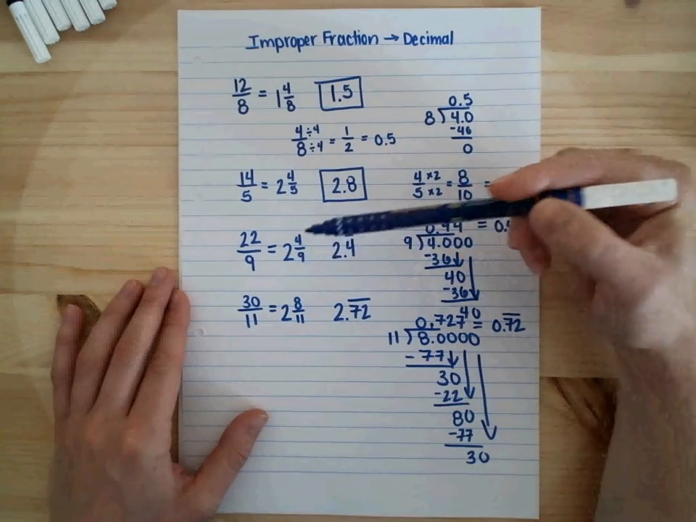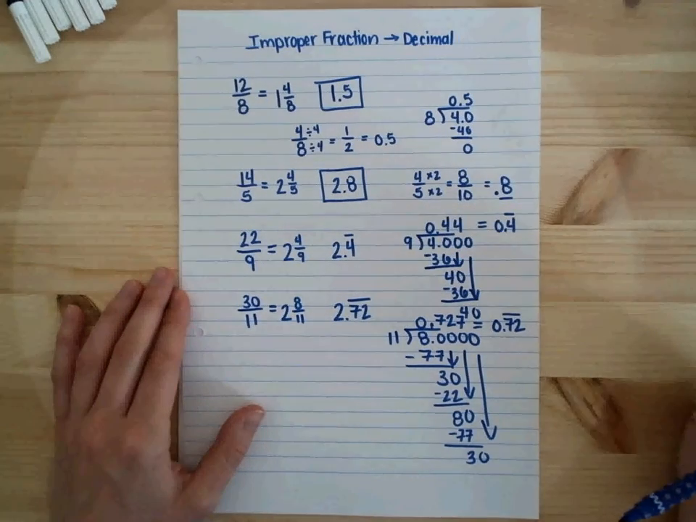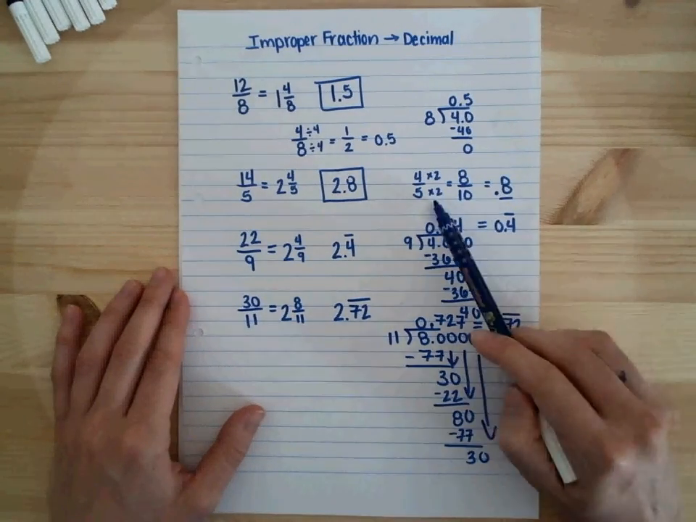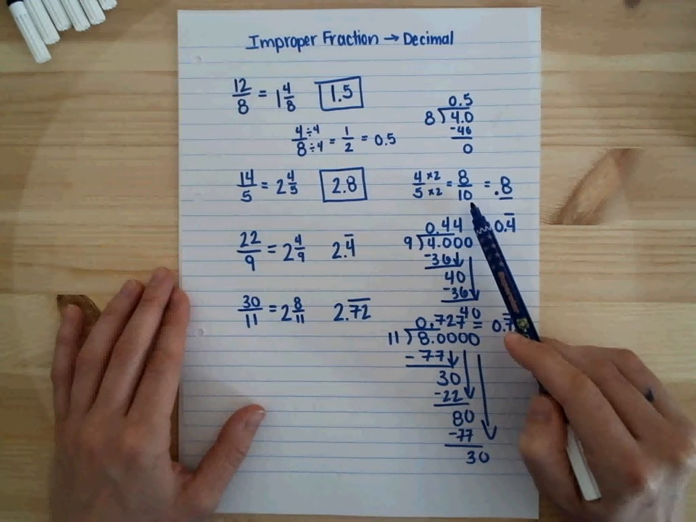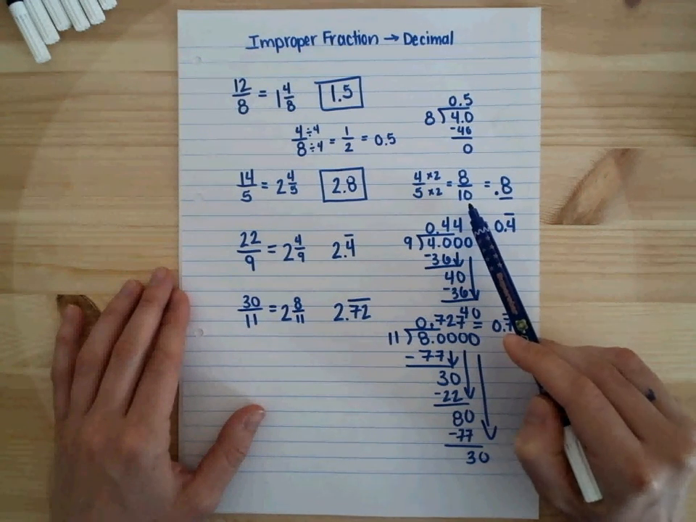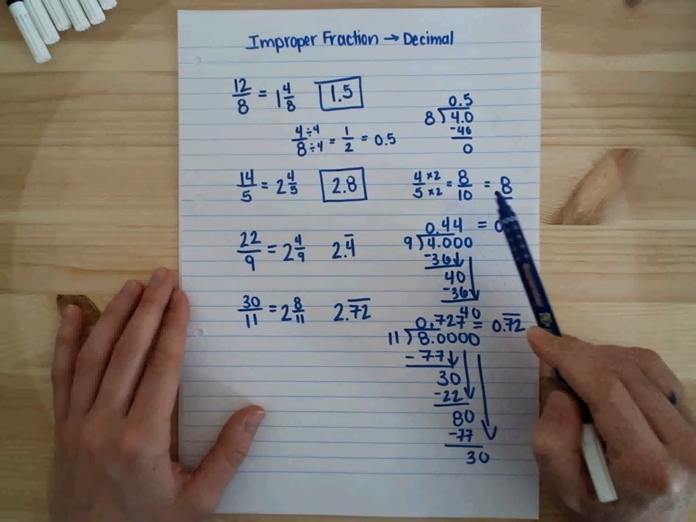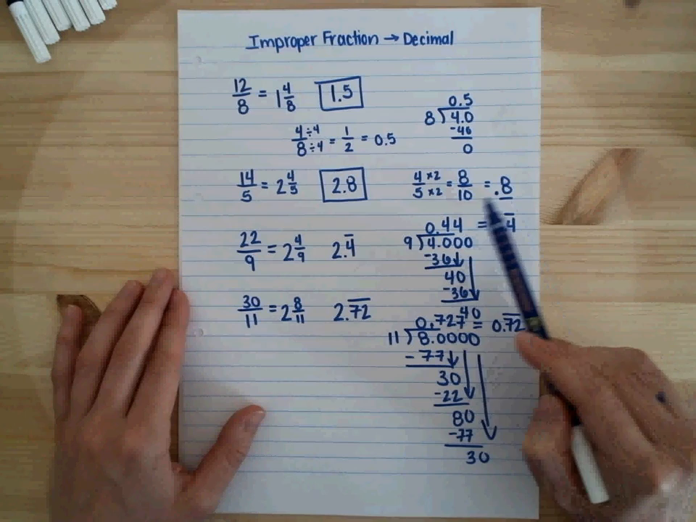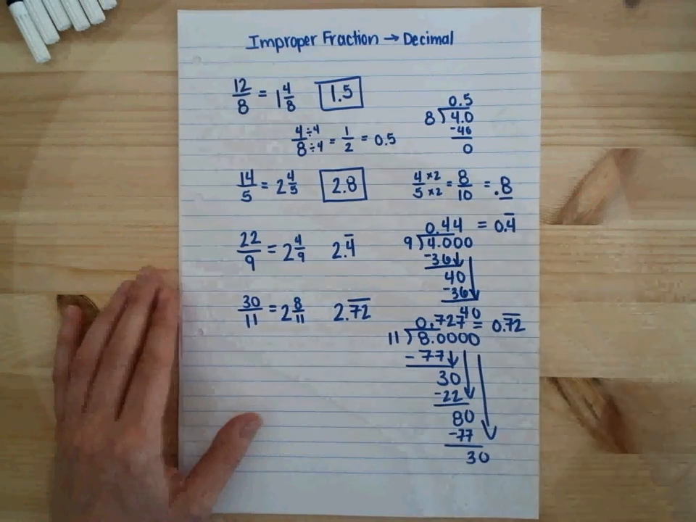So this is how to change an improper fraction into a decimal. The best way I know is to change it into a mixed number, and then from there to perform long division, or like in this example, to get the denominator to be a power of 10, like 10, 100, 1,000, and then using place value, put that numerator in its place value according to the denominator.